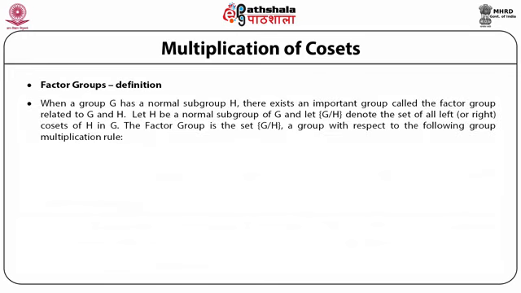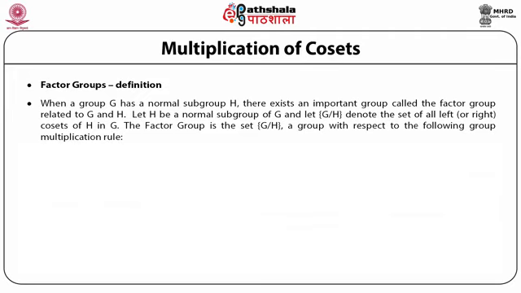When a group G has a normal subgroup H, there exists an important group called the factor group. The last result for a normal subgroup leads to a new group structure. Let H be a normal subgroup of G, and let the set G/H denote the set of all left or right cosets of H in G. We now prove that the set G/H is a group with respect to the group multiplication rule.